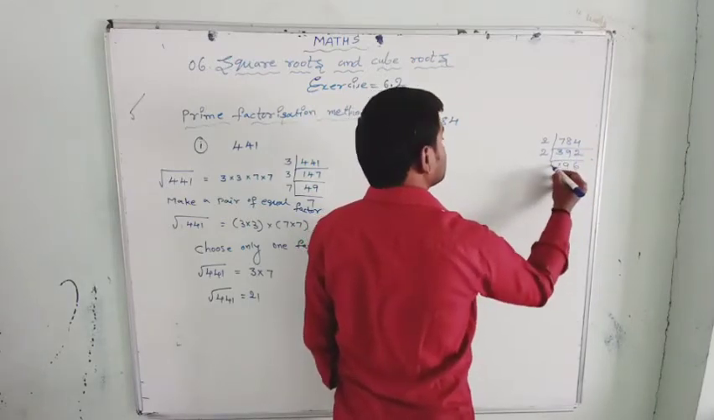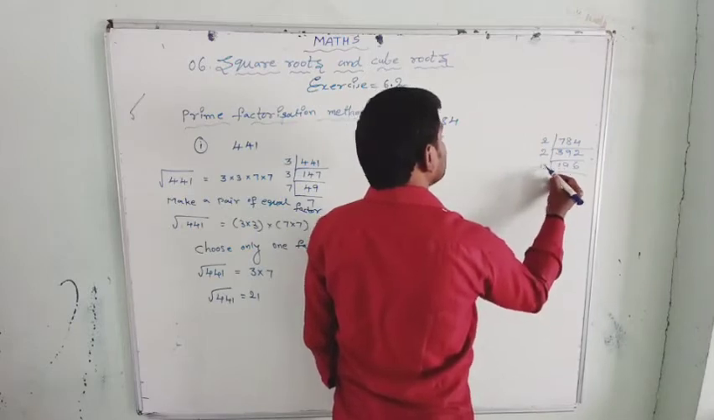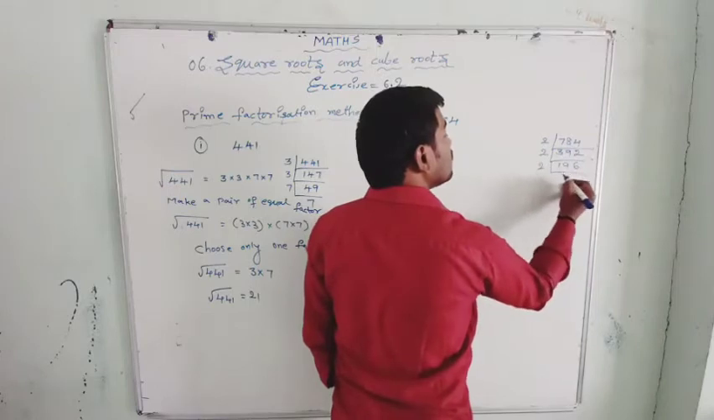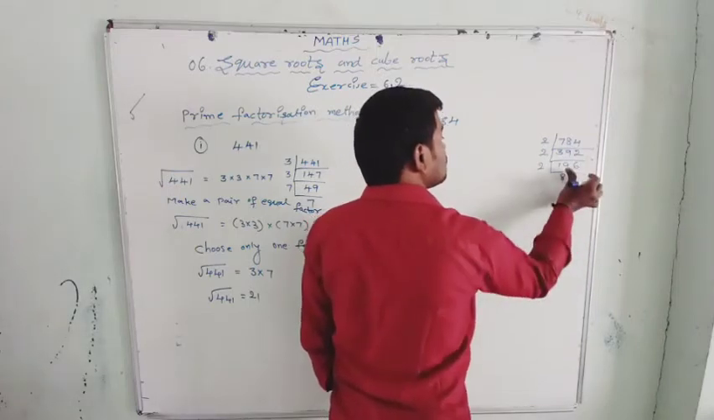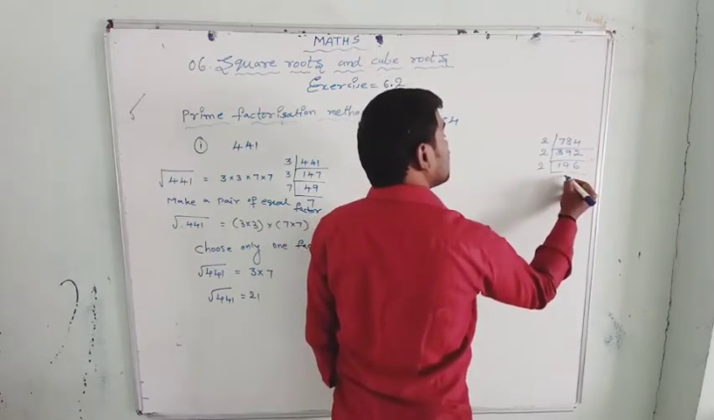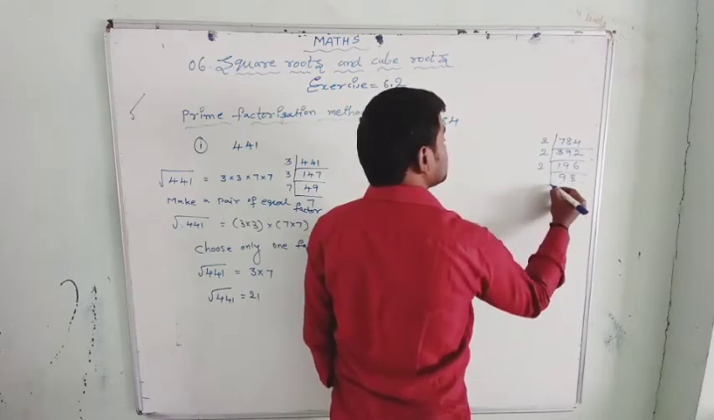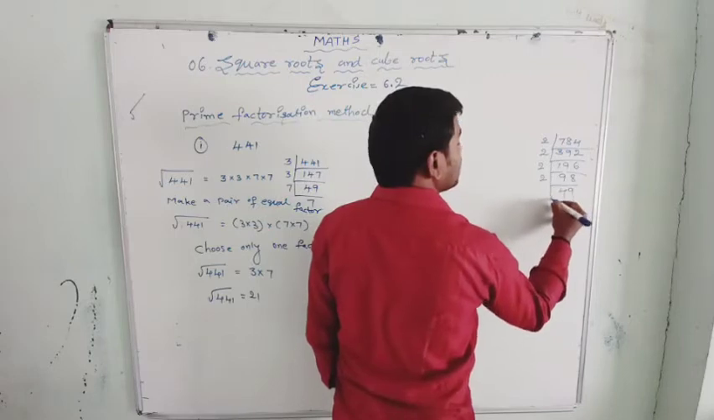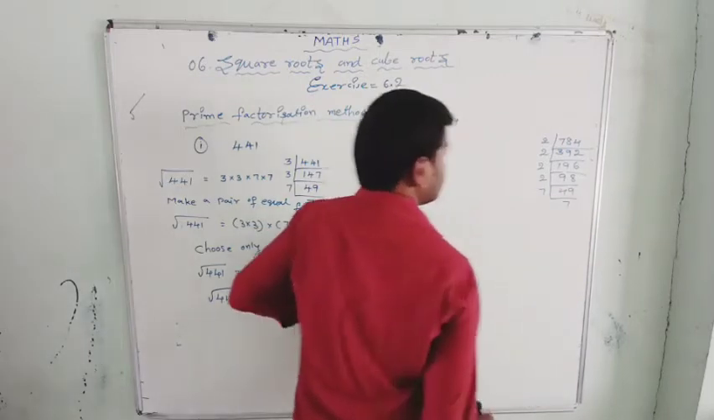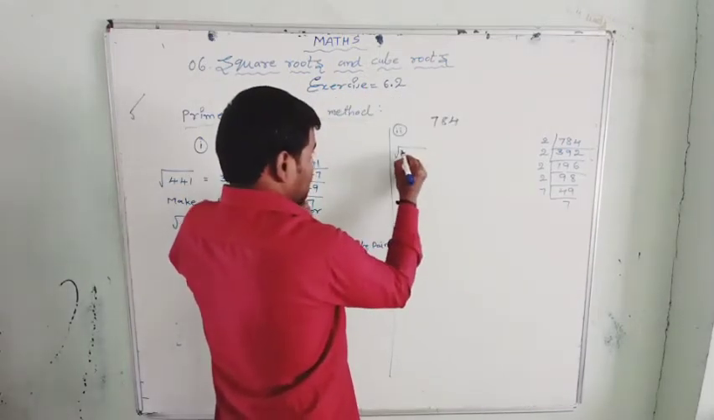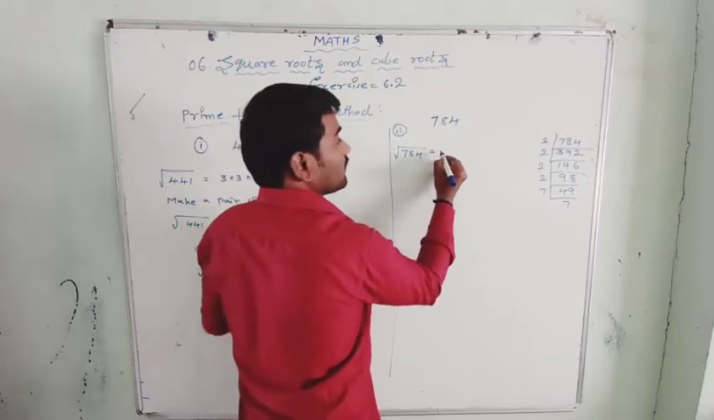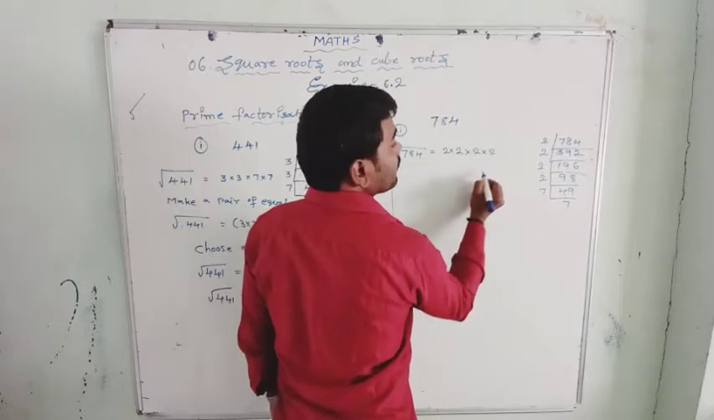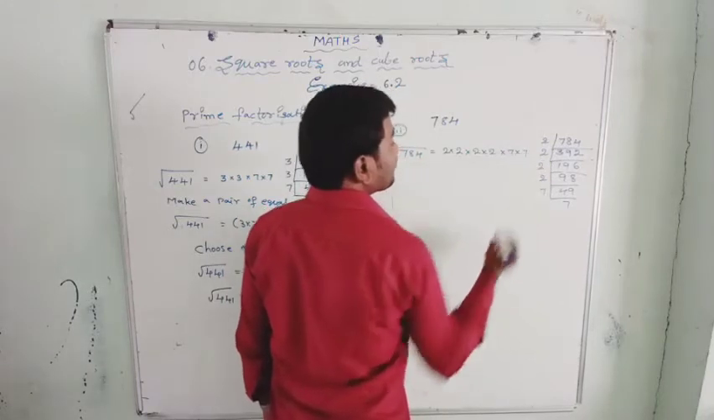Again 196. Here we can write directly 14 into 14, or you can go for the 2 table again. 2 nines are 18, 2 eights are 16. Again 2 table, 2 fours are 8, 2 nines are 18. Here you can go for 7 and 7 again. So 784 equals 2 into 2 into 2 into 2 into 7 into 7.